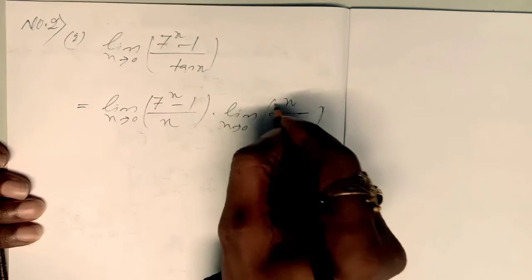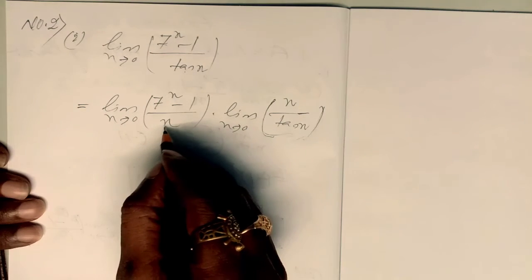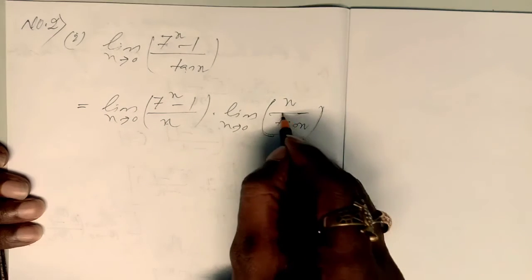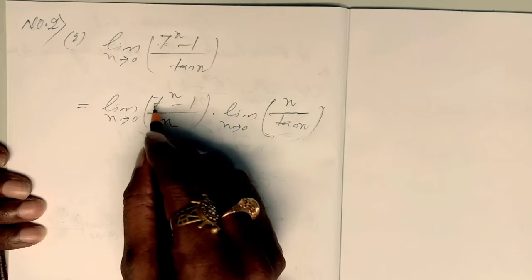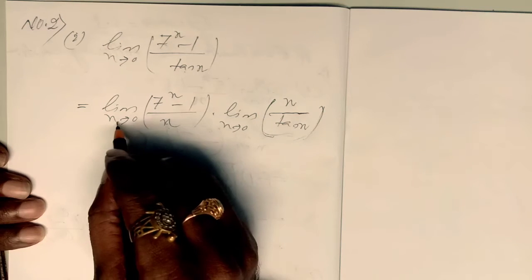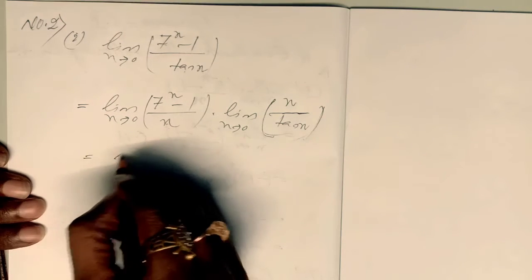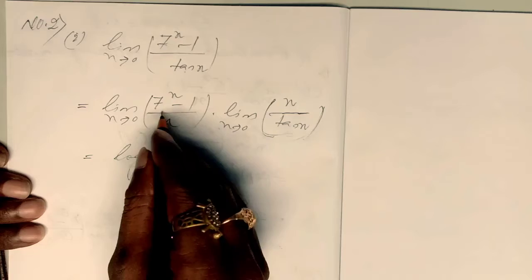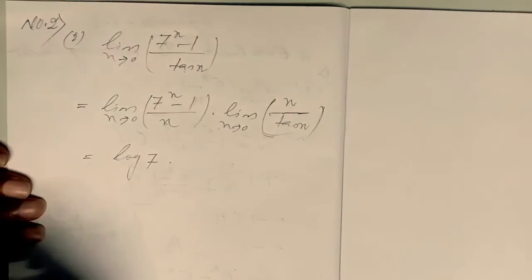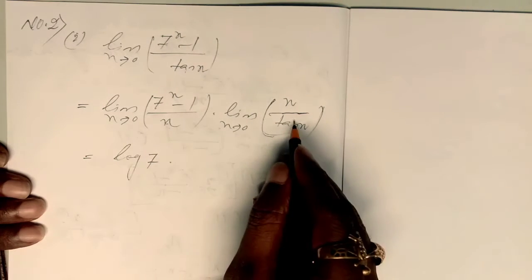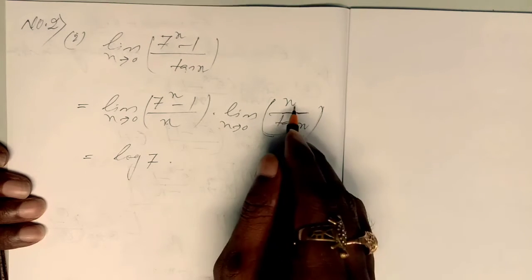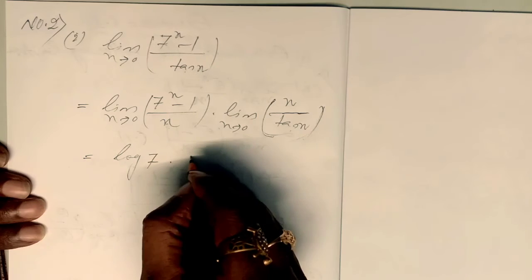Why am I writing like this? Because here I have divided by x and multiplied by x, so that one formula will come here. What is that formula? Limit x tends to 0, (a to the power x minus 1) by x, that will be log a, where a here is 7, so log 7. And what is the other formula? Limit x tends to 0, x by tan x is equal to 1.